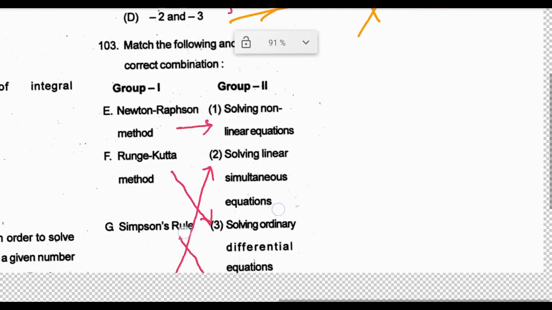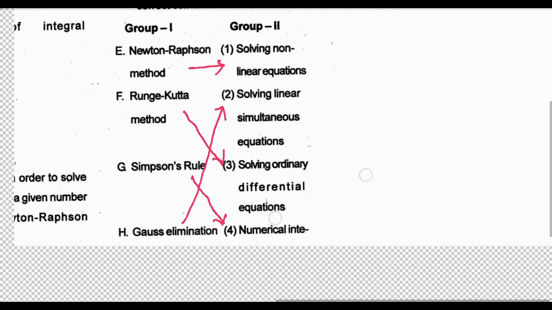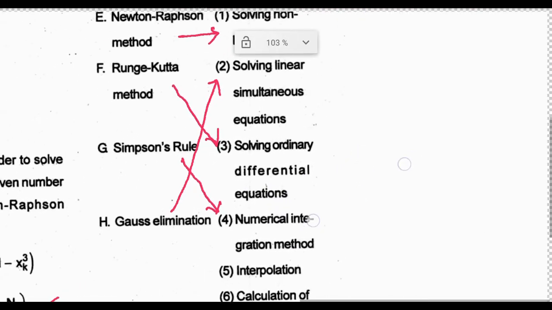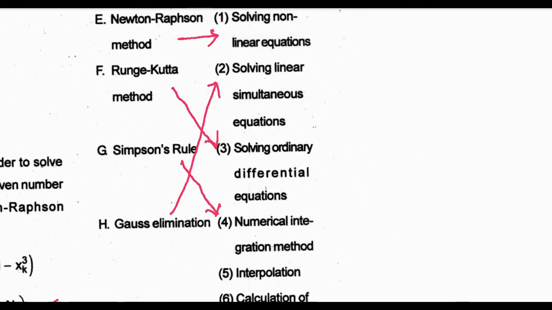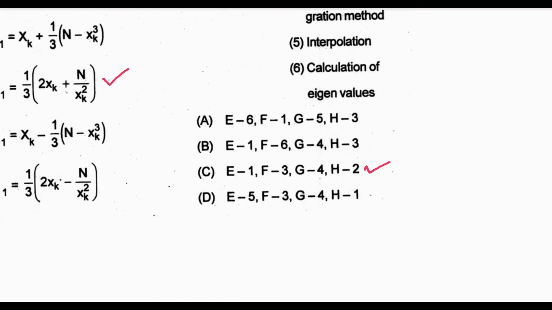So here are two groups, we have to match them. So I am explaining the answer directly. Newton-Raphson method is for solving non-linear equations. Then Runge-Kutta method is used for solving ordinary differential equations. Again, Simpson's rule is a numerical integration method, and Gauss elimination method is for solving linear simultaneous equations. So these are the options, and from the options, option C here is the correct answer.